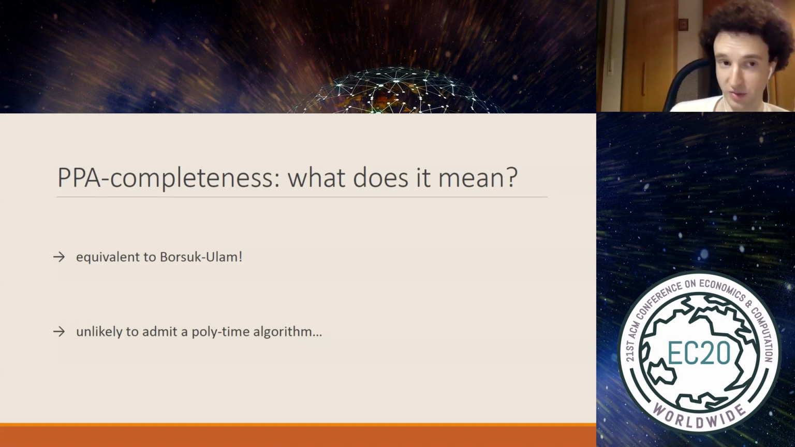So we know that the problem is PPA hard, which means that in particular it's PPAD hard. And so that means that it's at least as hard as finding a Nash equilibrium, for example. So if we believe that a Nash equilibrium is a hard problem, then so should this problem be as well.